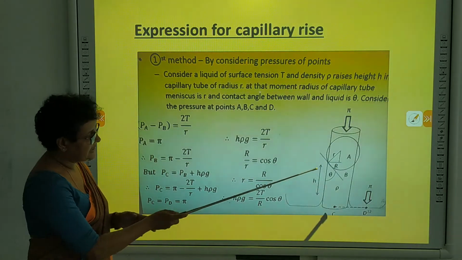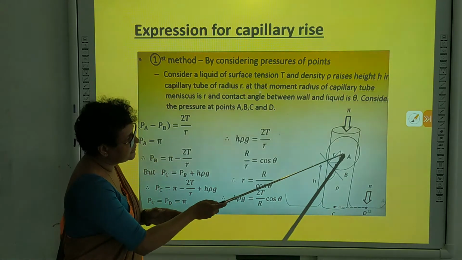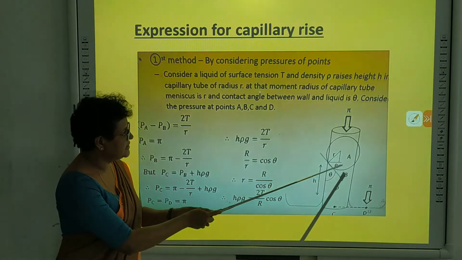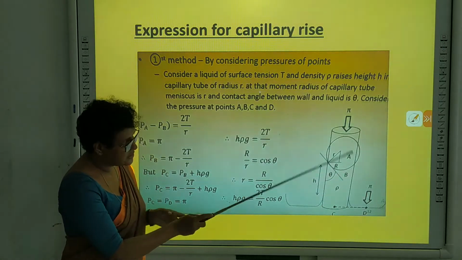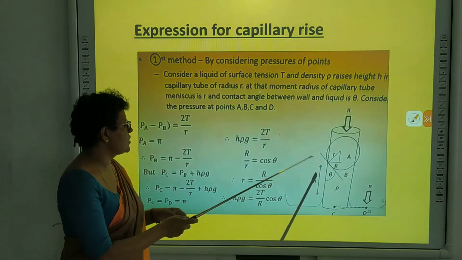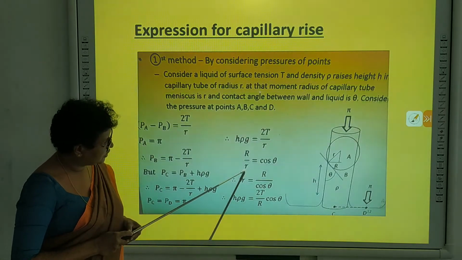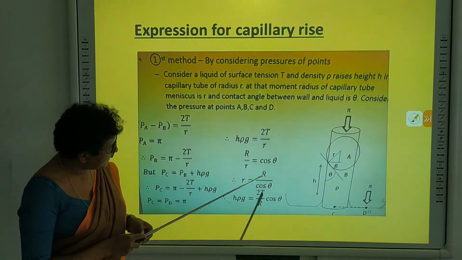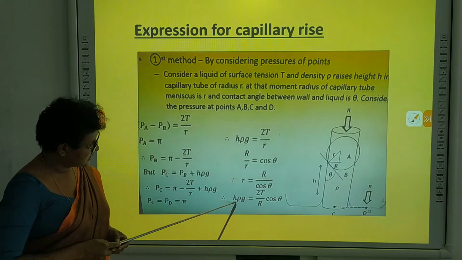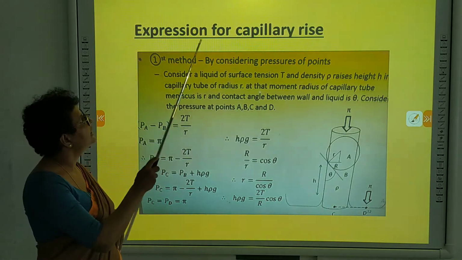So cos theta equals this side divided by the hypotenuse, right? Adjacent side divided by the long side. That is, the adjacent side is R, divided by small r. So you get small r equals capital R divided by cos theta. This we are going to substitute here. Look here, h rho g equals 2T r cos theta. This is the expression for the capillary rise.